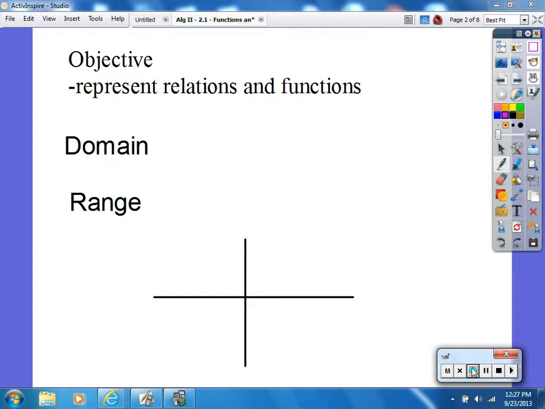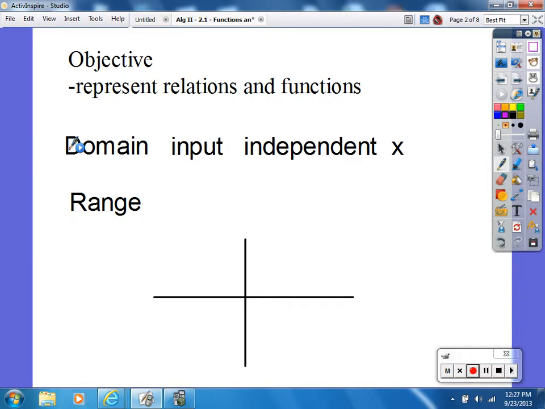Output's my range. Anybody know another name for domain? One more. Or input. Not x-intercept. I'm looking for independent. So 3 keywords there, and you guys came up with 2 of the 3. It's known as my input, my independent, or my x. And then my range is known as output, dependent, and y. So I'm pretty impressed. You guys remember that back from Algebra 1.